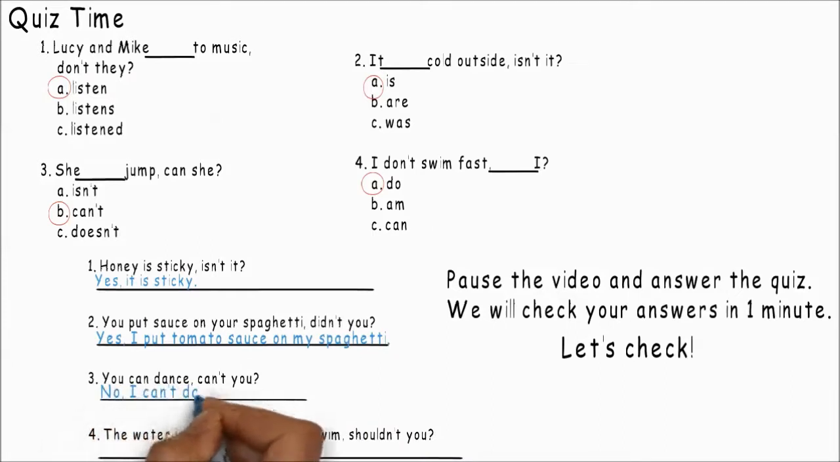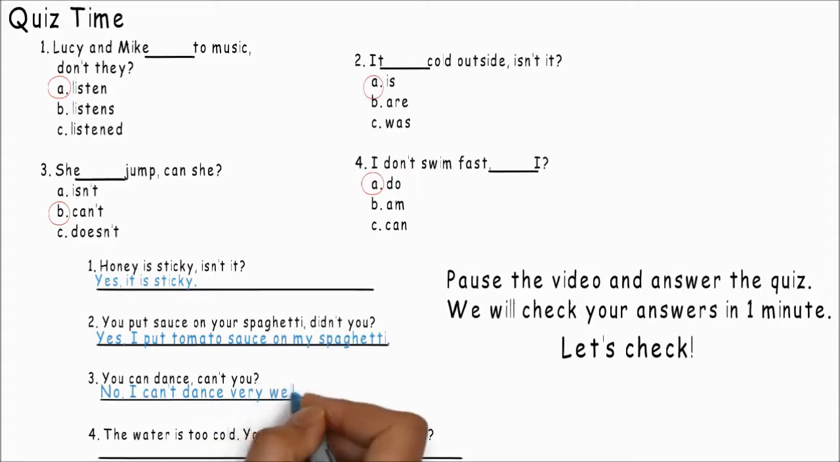You can dance, can't you? No, I can't dance very well. The water is too cold. You should swim, shouldn't you? No, you shouldn't. No, I shouldn't. The water is too cold to swim. No one swims in cold water. It's not fun.